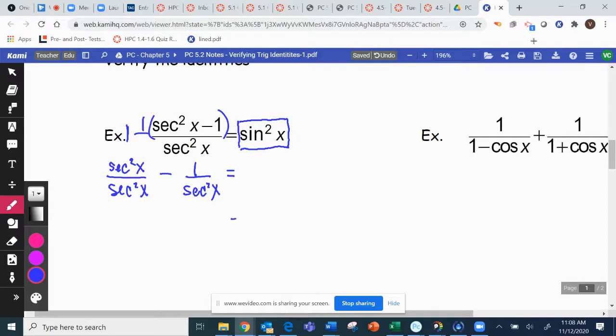Now I'm going to draw another equal sign because now I'm going to do something else. Secant squared x over secant squared x is 1, minus 1 over secant squared x, which is cosine squared x.